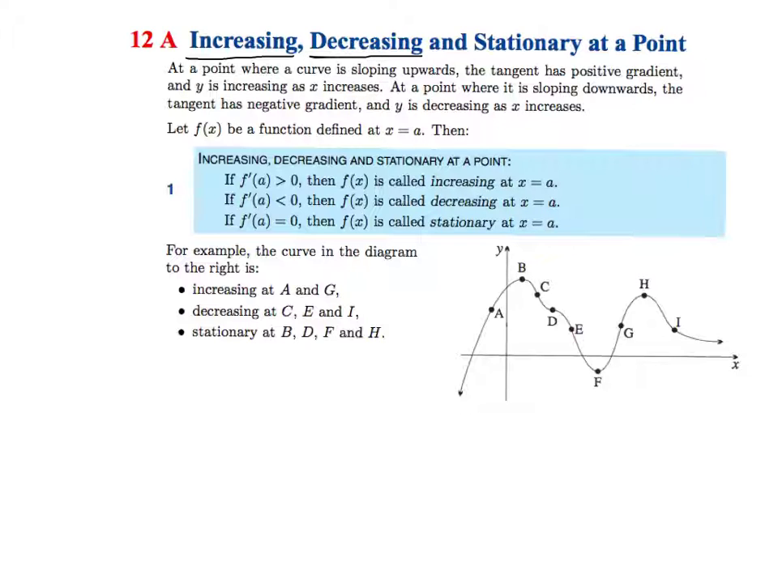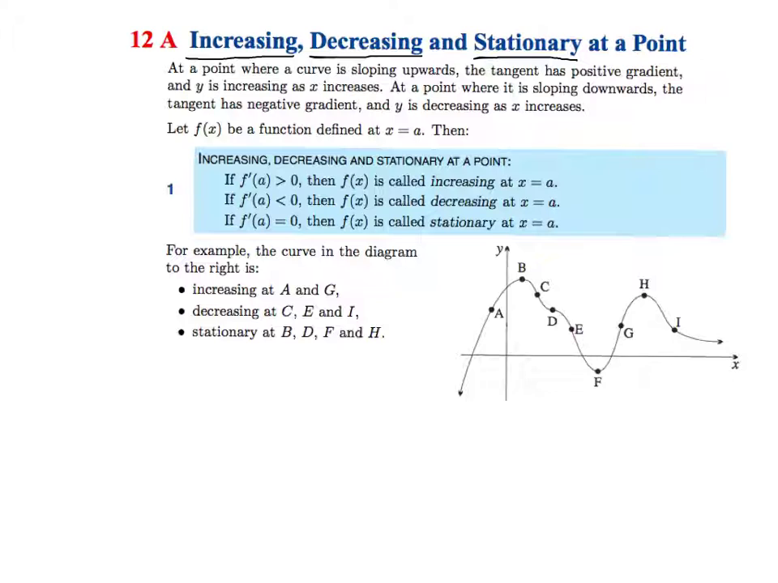So we've spoken about when the derivative is positive or negative, but then there is the case when the gradient is in fact equal to 0. So it's neither positive nor negative, and when the gradient is equal to 0, you have a stationary point.